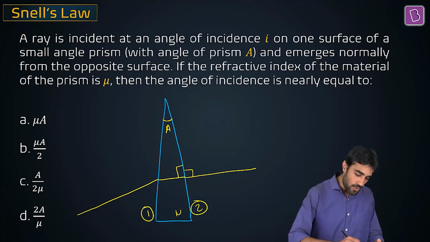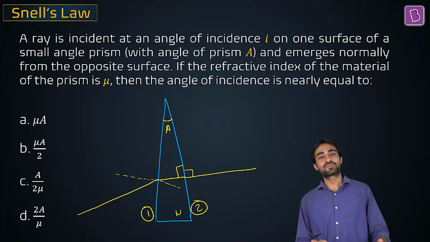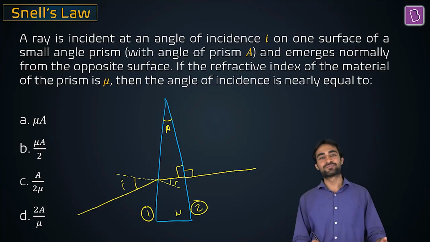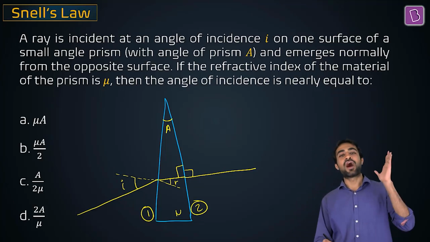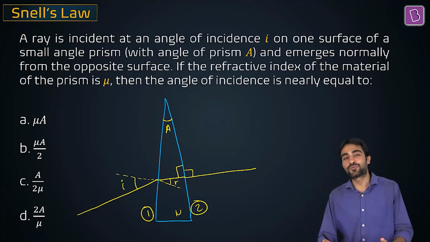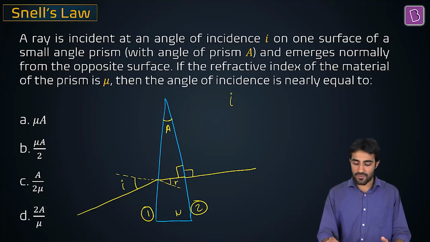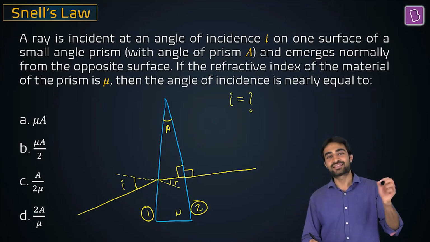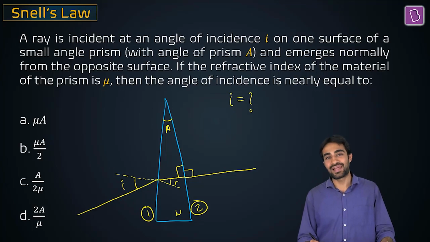We can draw first of all a normal at this surface like this. Now the angle of incidence, let it be I. Angle of refraction, let it be R. Now we have to tell what is the angle of incidence I. This is the question. What is the value of I? How do we tell that?